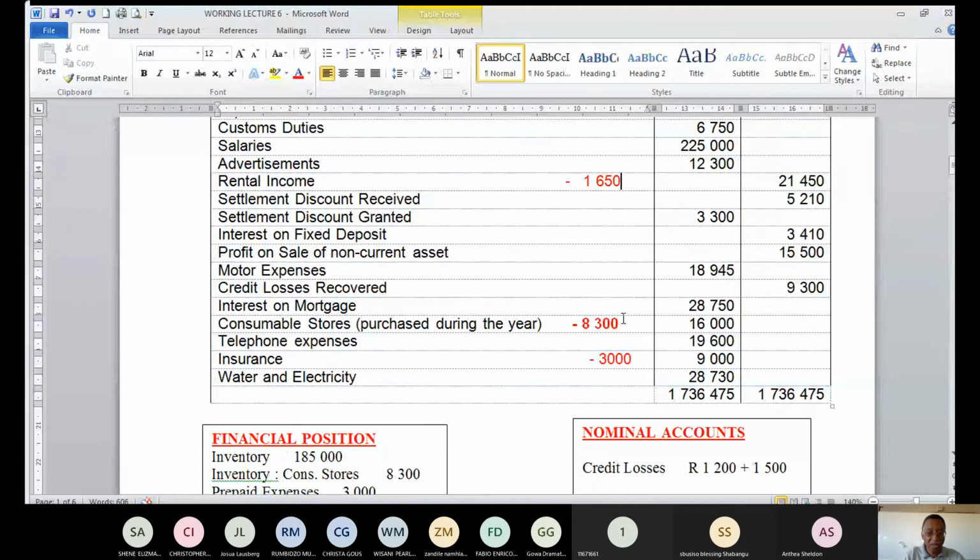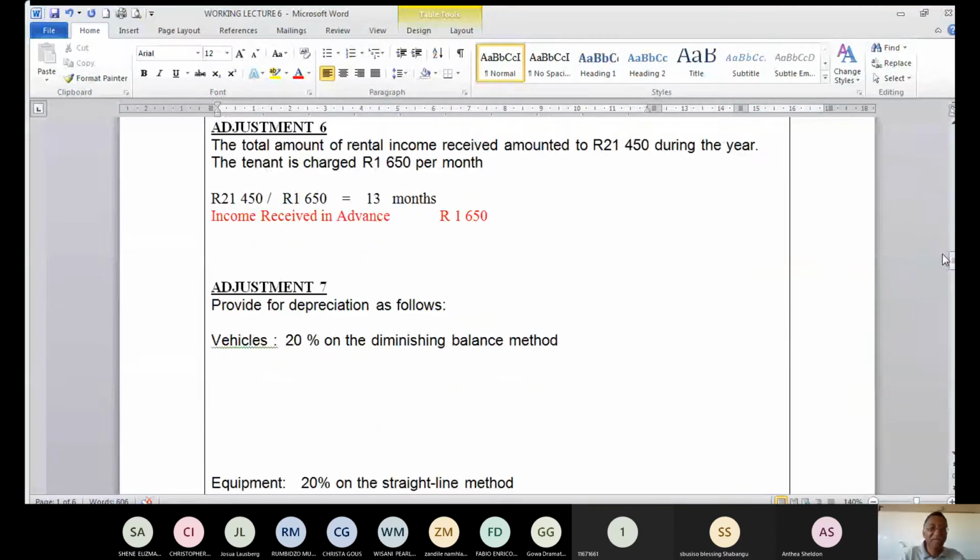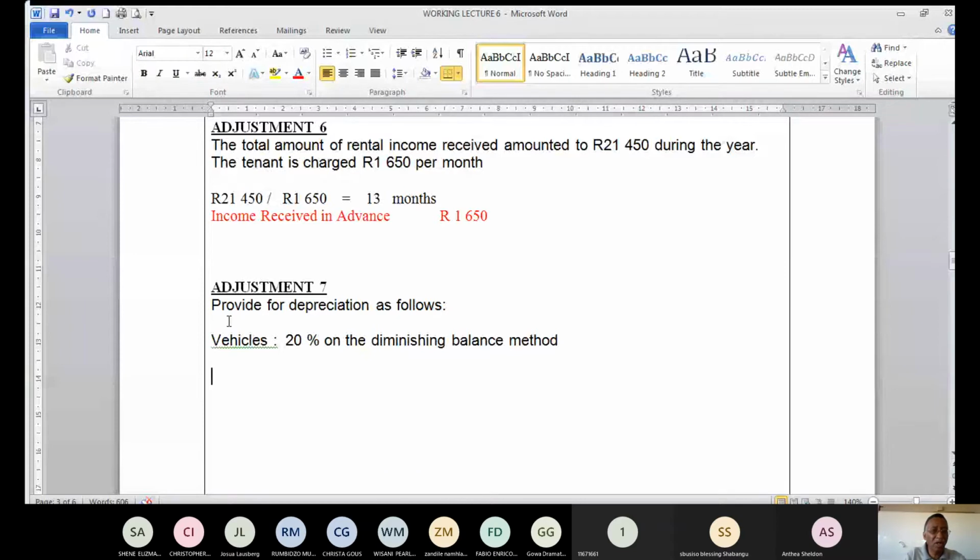Next adjustment, did I just get there quickly? The next adjustment is adjustment number 7, and adjustment number 7 deals with depreciation. We must now make provision for depreciation. They tell you that the depreciation on vehicles must be calculated at 20% per annum on the diminishing balance method. Remember now, diminishing balance method means that if you calculate depreciation, you must first calculate what is the carrying value.